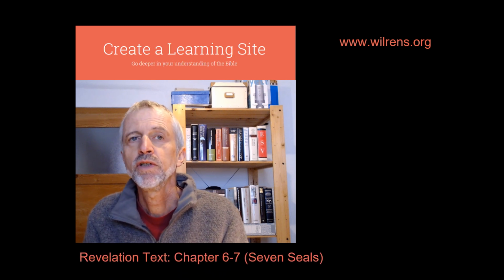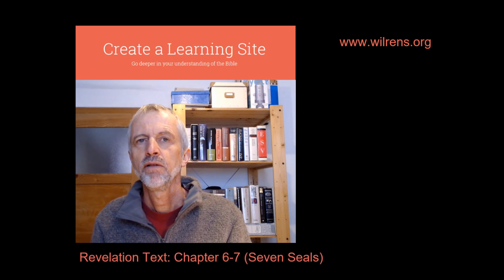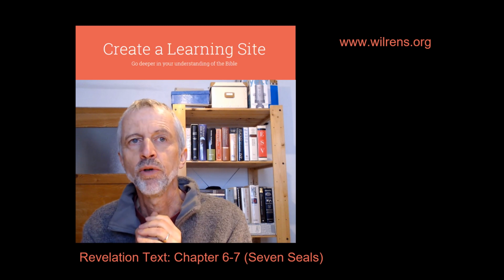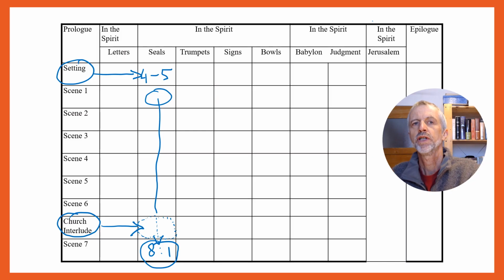Part 4 of the units that deal with the text. Before we dive into Revelation 6, a look at where we are in the book. In the previous recording, I covered chapters 4 and 5. Those two chapters are the introduction or the setting for the opening of the seals beginning here in chapter 6 verse 1. This sequence is interrupted by chapter 7, which is called a church interlude here.